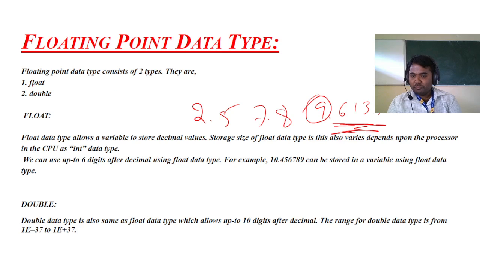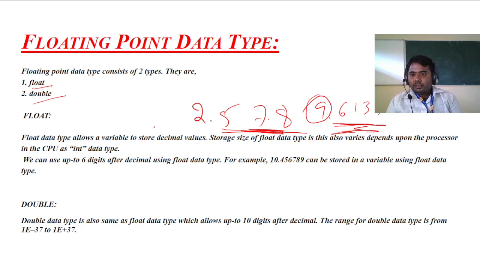There are two types of floating point data type. One is float and the other one is double. The only difference between float and double is the precision, how many digits we can store after the decimal point. Float has fewer decimal digits, I mean the length of the decimal part will be less, but double allows more digits after the decimal point.